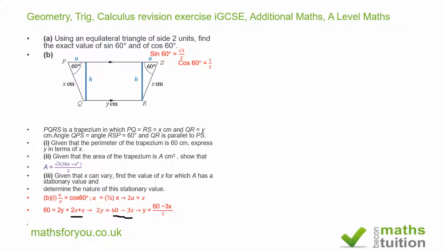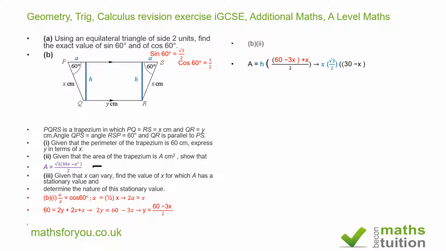If we then divide both sides by 2, we end up with y is equal to 60 minus 3x divided by 2. And that's the answer required for B part 1. Okay. Now, moving on to B part 2, we are told that we want to find A in terms of x. So what you then do is this here.